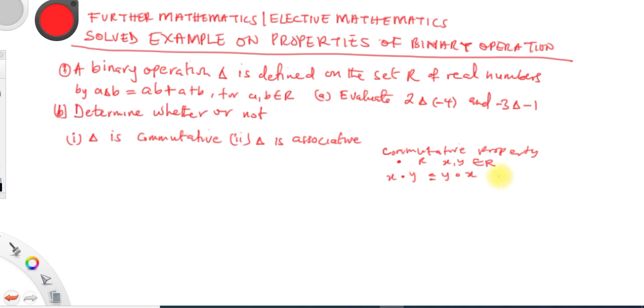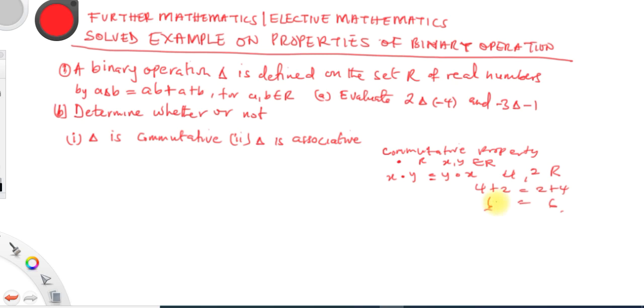This would be an example. We can consider the operation of addition of real numbers. If we take 4 and 2 from the set of real numbers, and using the operation of addition, 4 plus 2 is the same as 2 plus 4, then we say that the operation of addition is commutative with respect to the set of real numbers. This will give you 6, and this one also gives you 6. So 6 is equal to 6.